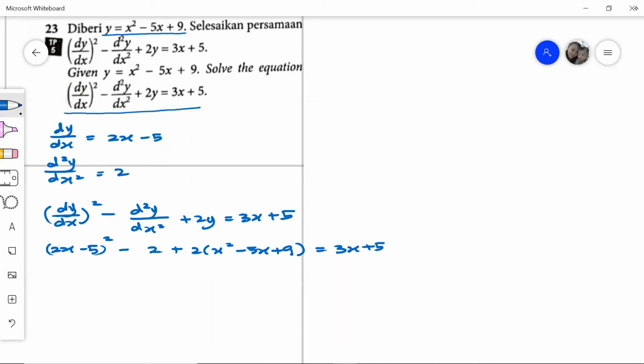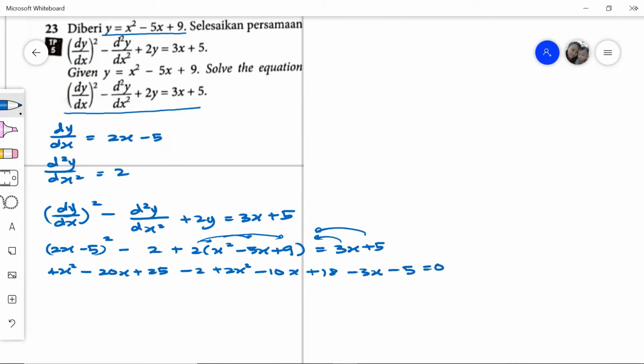So let's expand the expression here. We have 4x squared minus 20x plus 25, minus 2, open up this bracket here, plus 2x squared minus 10x plus 18, and bring this over to the other side of the equation, so minus 3x minus 5 equals 0. Because I see the quadratic term, I know I'm going to need to solve a quadratic equation. So 4x squared plus 2x squared, we have 6x squared.